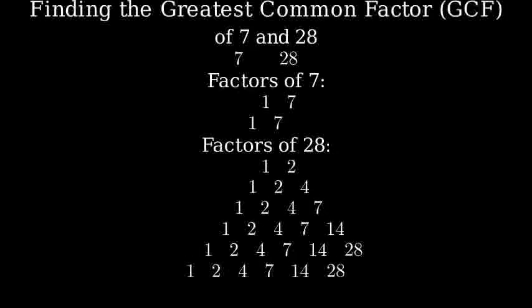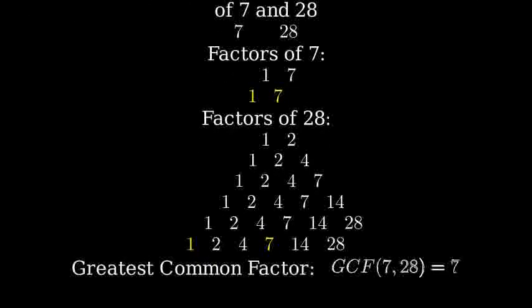Now that we have all the factors listed, let's identify the common factors. 1 is a common factor, as it appears in both lists. 7 is also a common factor. The greatest common factor will be the largest number that appears in both lists. Looking at our common factors 1 and 7, we can see that 7 is larger. Therefore, 7 is the greatest common factor of 7 and 28.